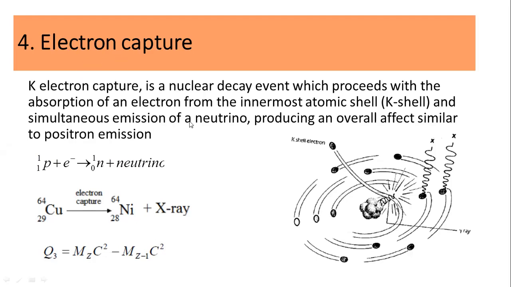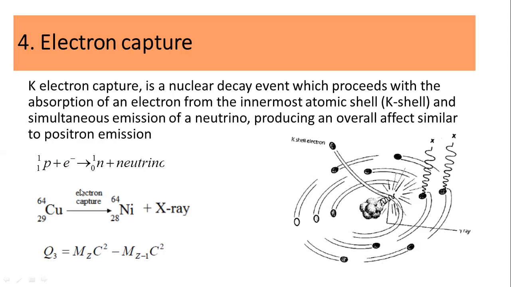So what is electron capture, or as we call it, K electron capture? Here the nucleus is going to capture an electron from the K shell. That's why this is called K electron capture. In this process, an electron is captured from the innermost shell, the K shell, and simultaneously a neutrino is emitted, producing an overall effect similar to positron emission.